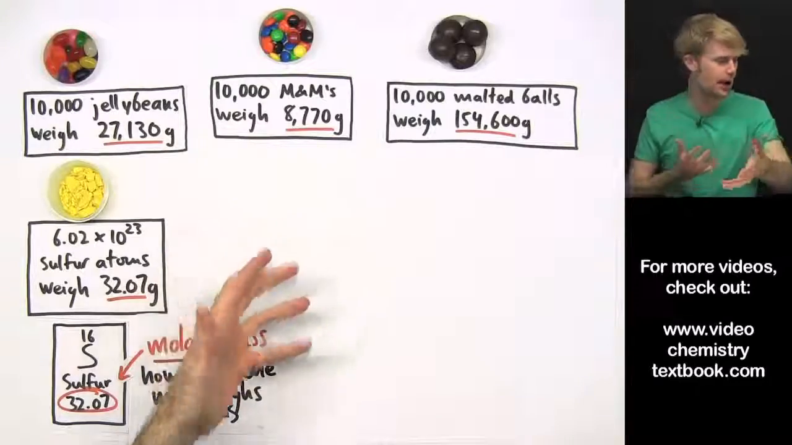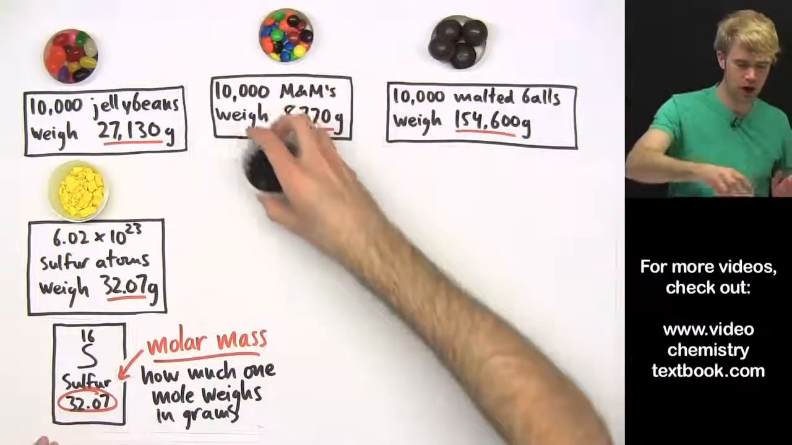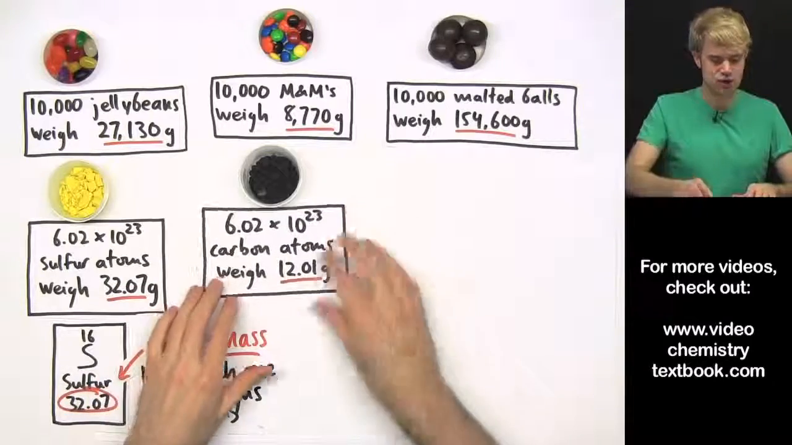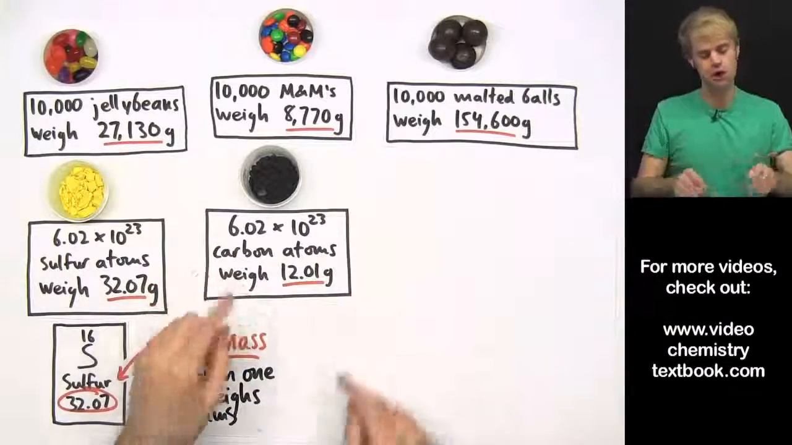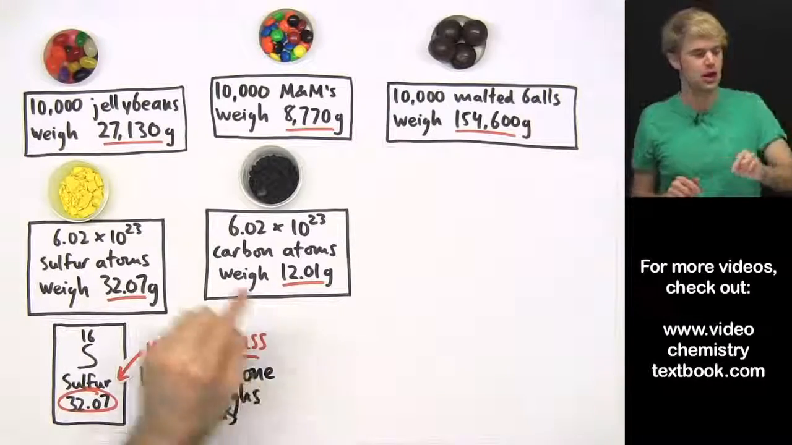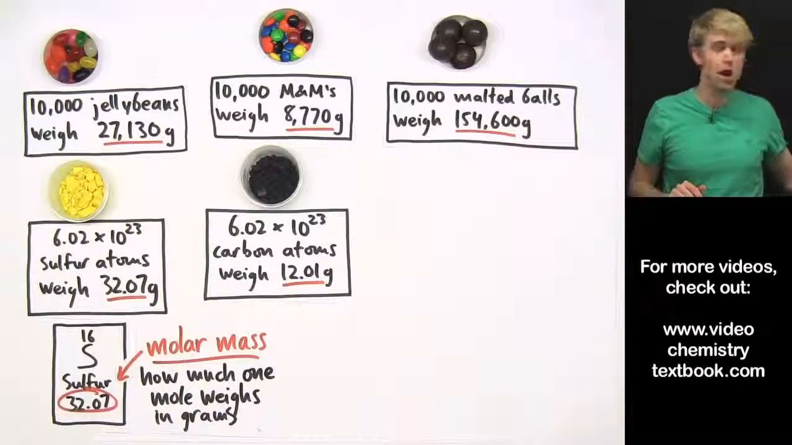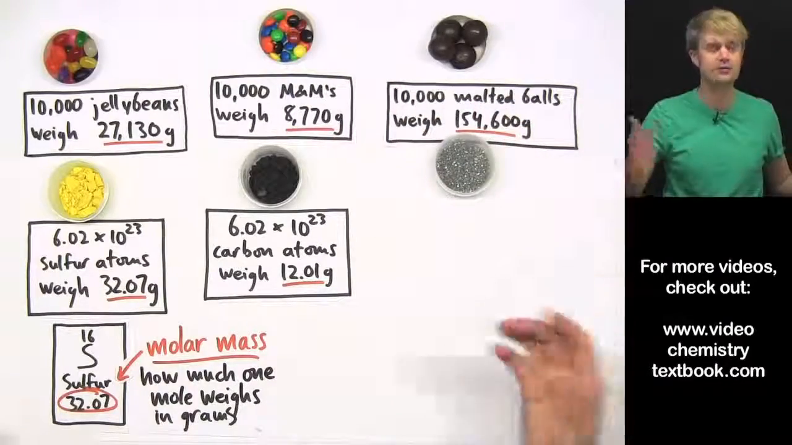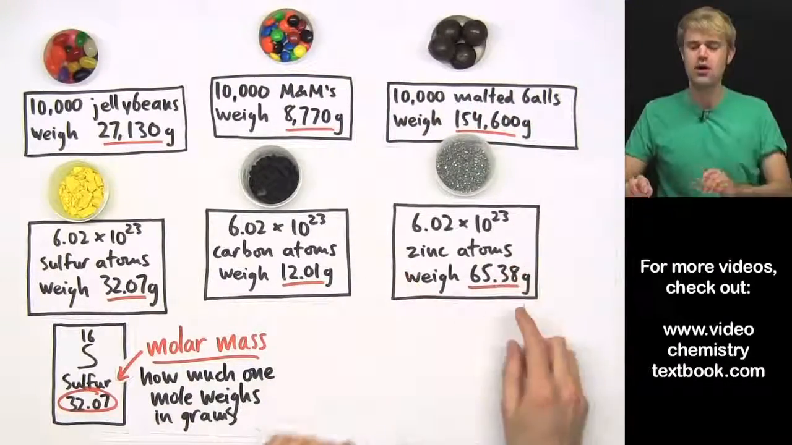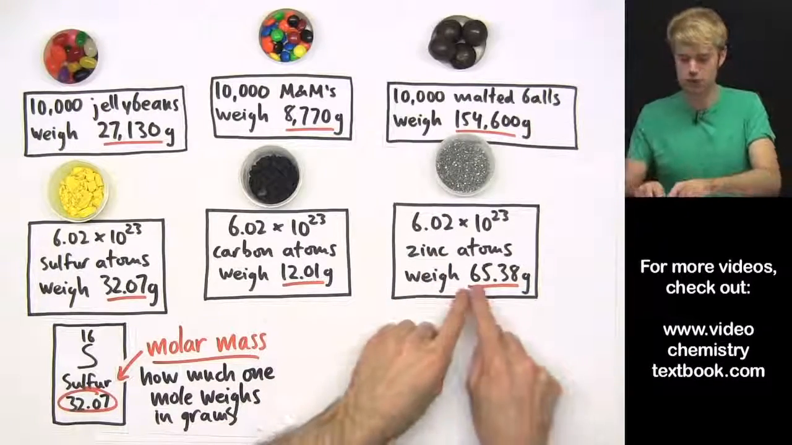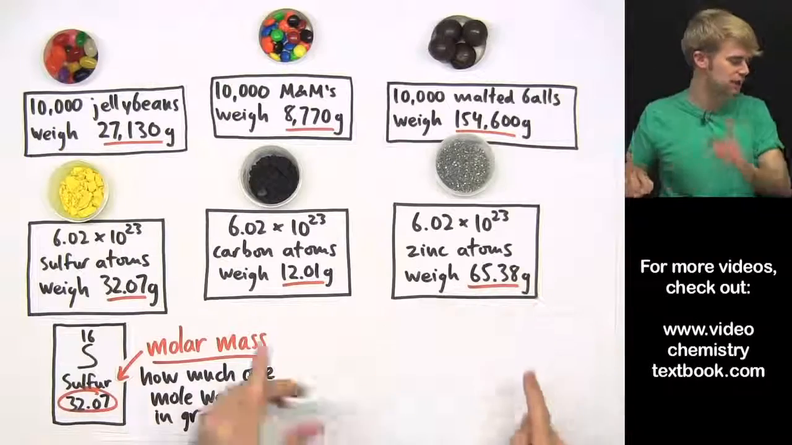Some are lighter and some are heavier. So carbon, for example, is a little bit lighter than sulfur. And 602 hexillion carbon atoms only weigh about 12.01 grams because carbon atoms are just lighter than sulfur atoms. On the other hand, something like zinc atoms are heavier than sulfur atoms. So 602 hexillion zinc atoms, a mole of zinc atoms, weigh 65.38 grams.